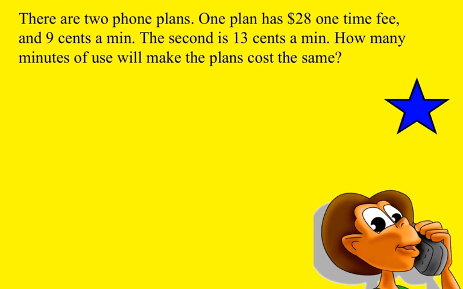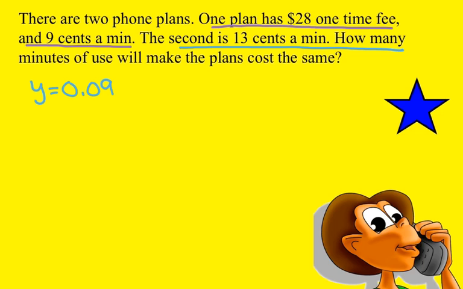So my first one is going to be with this sentence here, and the second equation will be here. So the first one, y equals, says a plan has a $28 one-time fee and 9 cents a minute. 9 cents, it's not just 9x. We have to change that to cents. So that would be 0.09x plus 28. So there's our first equation.